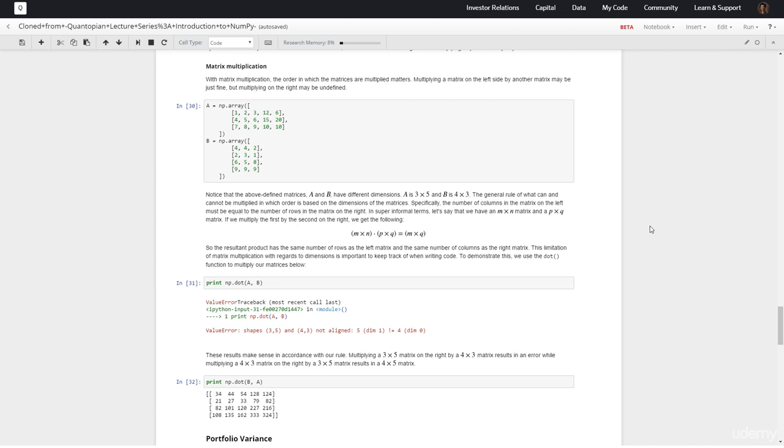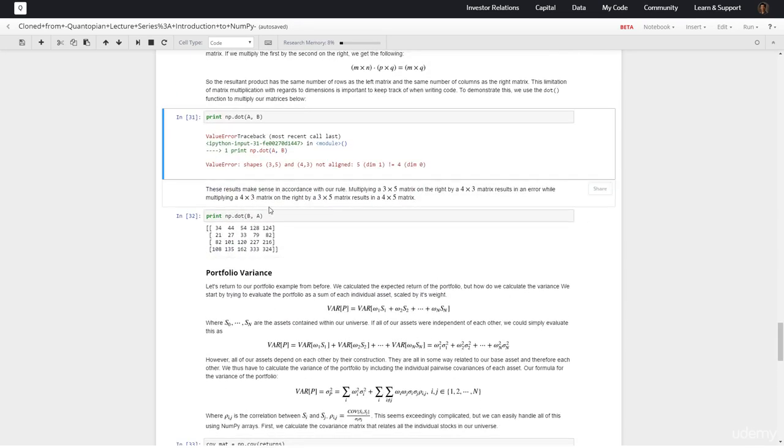To demonstrate this, we use the dot function to multiply our matrices below. So if we multiply A by B, okay, notice it's 3 by 5 and 4 by 3. 5 is not equals to 4, you're going to get an error. And this is exactly what we've got. 3 by 5 and 4 by 3 is not aligned. 5 dimension is not equals to 4. All right, we know that. Okay, so this result makes sense in accordance to our rule.